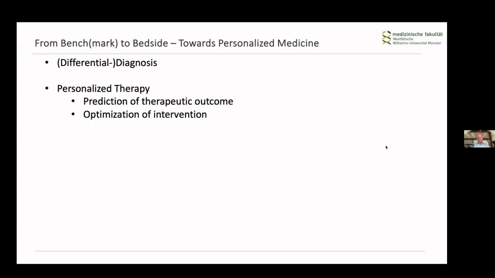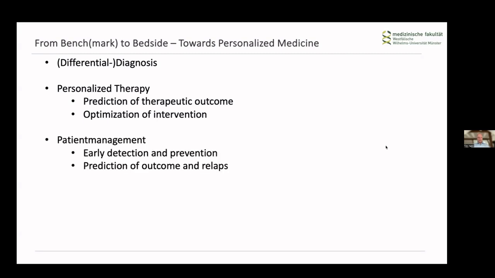The second big pillar in this picture is personalized therapy. So we want to be able to predict outcomes. If a patient comes in and is diagnosed, one of the most frequent questions is, what's going to happen next? What's my outcome in 2 weeks, in 2 years, in 20 years? What's my outcome? And how can we optimize interventions in that regard and personalize that to specific people?